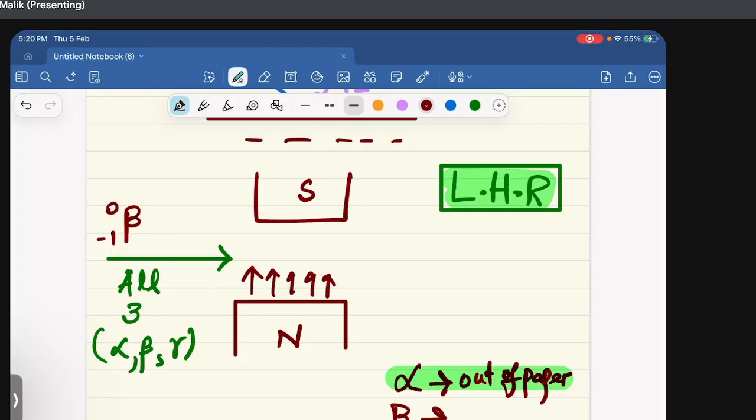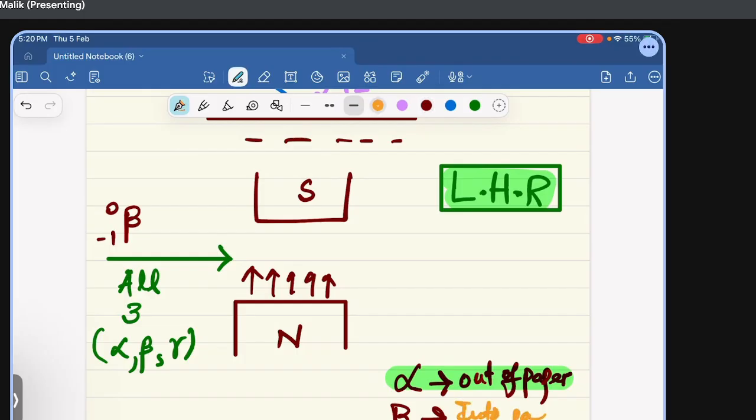Sir, it's coming into the page. Okay, Mishal, Adam, check. Check, it's coming into the page. Yes, sir. It's coming into the page, and the gamma definitely goes straight without any deviation.